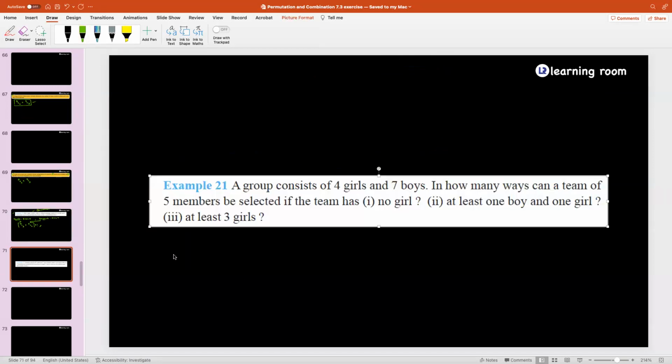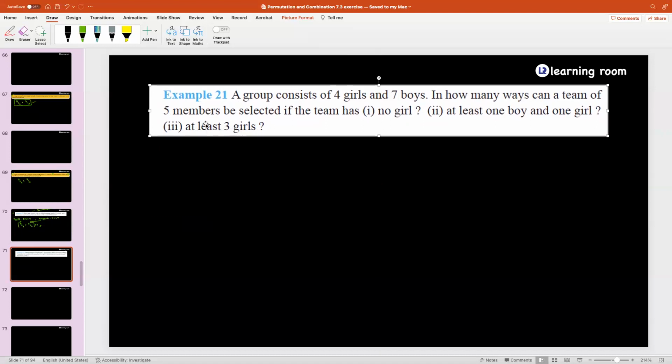Right. Tell me how to do this problem. A group consists of 4 girls and 7 boys. In how many ways can a team of 5 members be selected if the team has no girl, at least 1 boy and 1 girl, at least 3 girls? For the first one, if no girl is selected, from the 7 boys available, you need to choose 5.